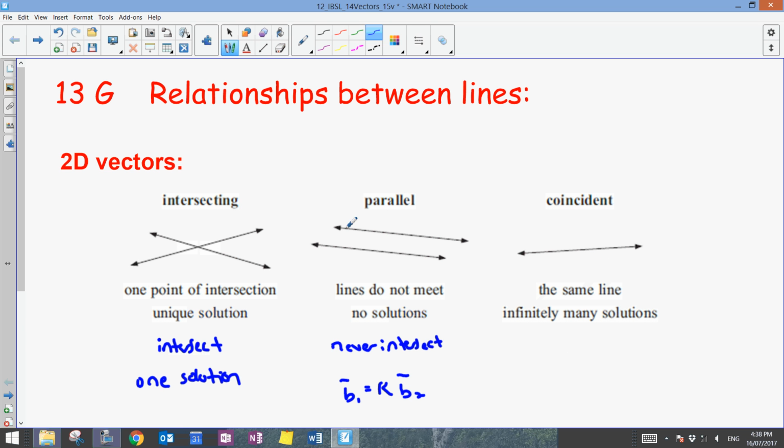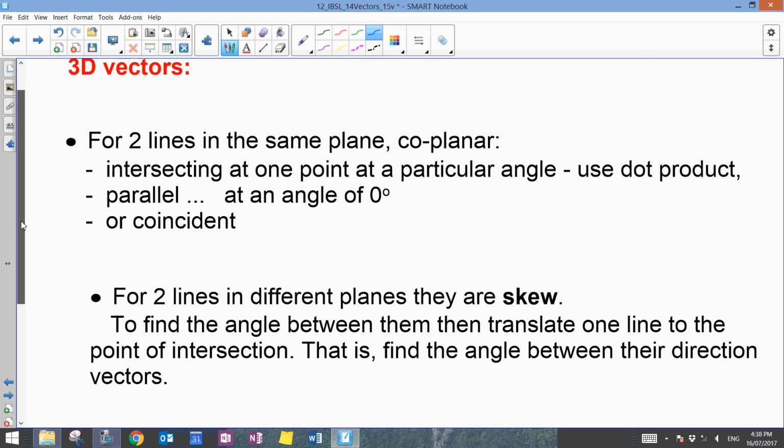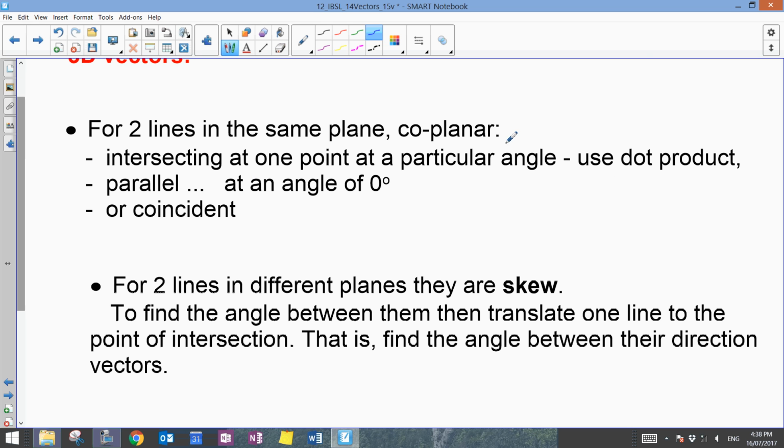This coincidence or parallel is also if you found the angle between them, you'd find either 0 or 180. Whereas with intersecting, we would actually find an angle between them. Now, the game changes a little bit when you go into three-dimensional space because you could have two lines that are in the same plane, so then they would intersect and we could find the angle between them by using the dot product and the cosine theta formula.